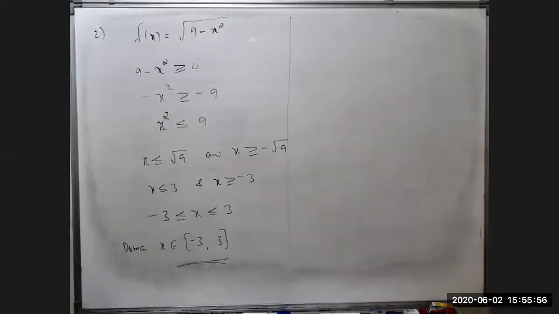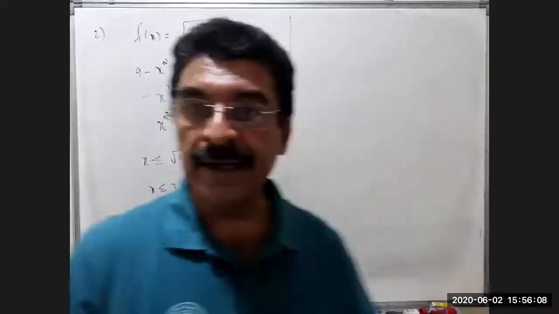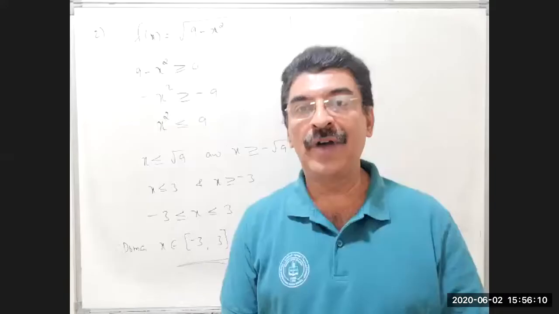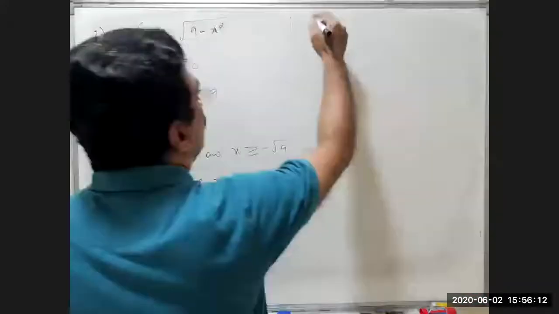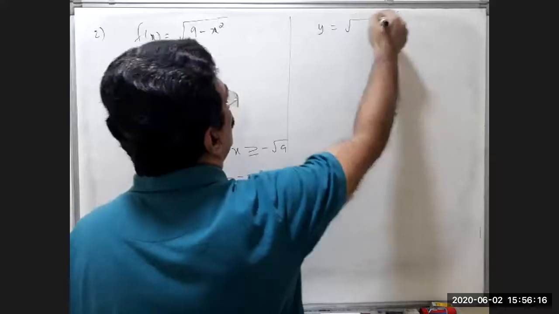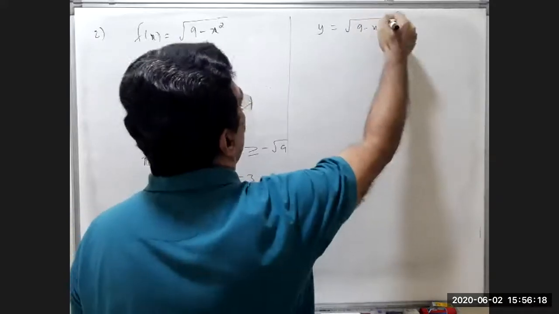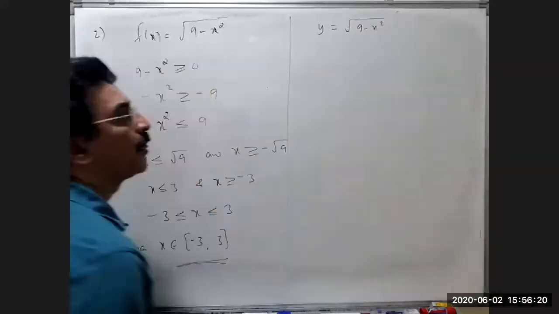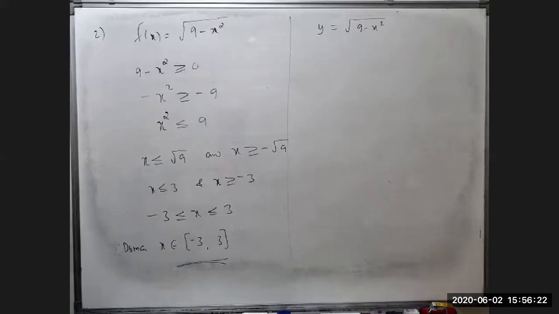Now, again, for finding the range of this one. See, again, another technique. For finding range means by value, y is equal to root of 9 minus x squared. Y is root of 9 minus x squared.